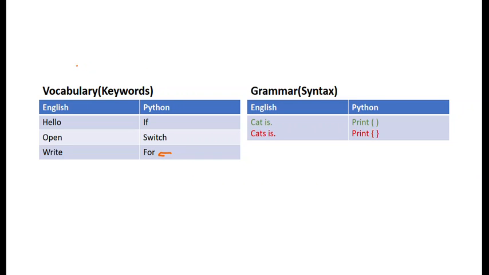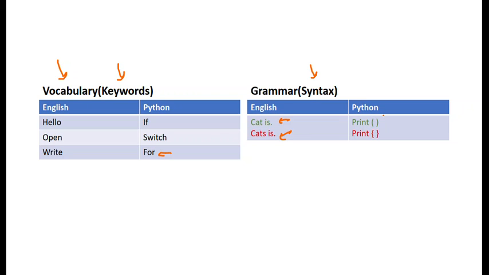So in English, we have a vocabulary. In Python, we have something called the keywords. Similarly, in the same way, we have a certain grammar or rules that we need to follow to write or speak the English language. We have something called the syntax to write using the Python language. So, for example, in English, we can say cat is, right? But we can't say cat are or cats is, just in the example here, right?